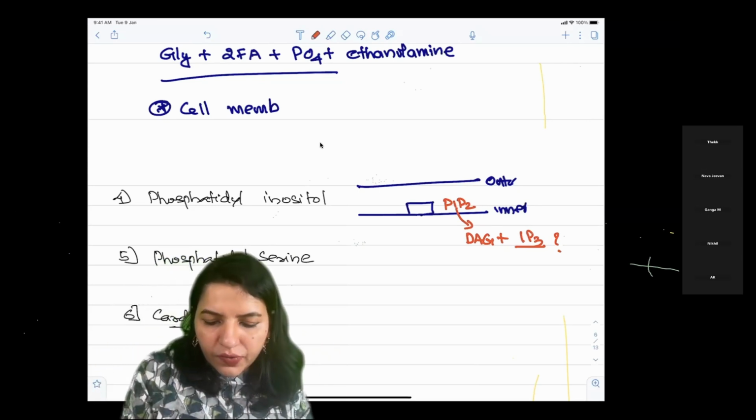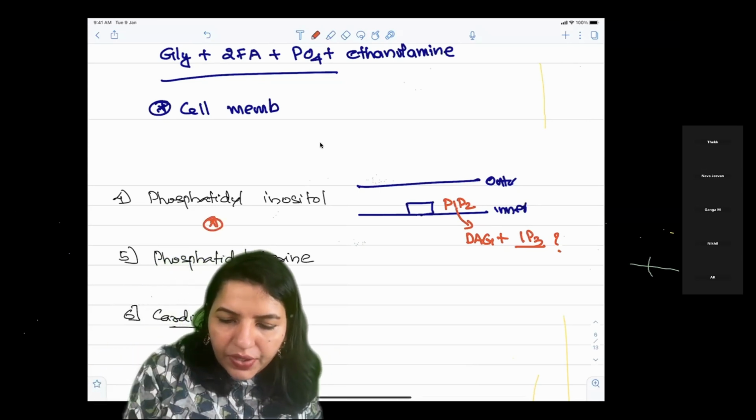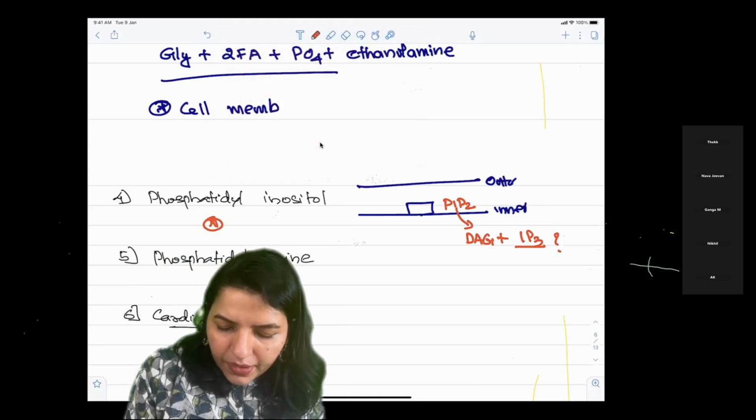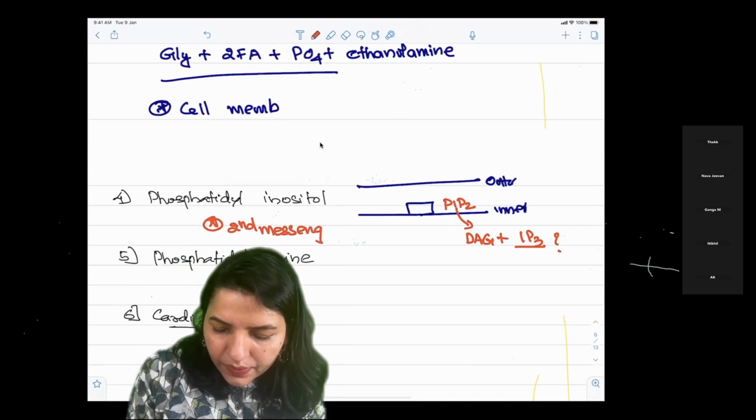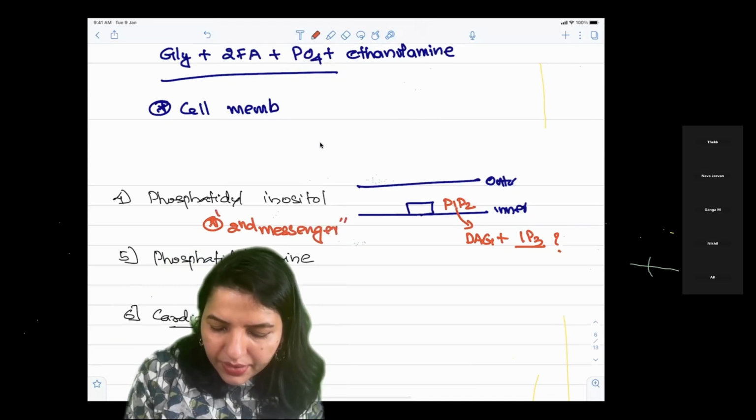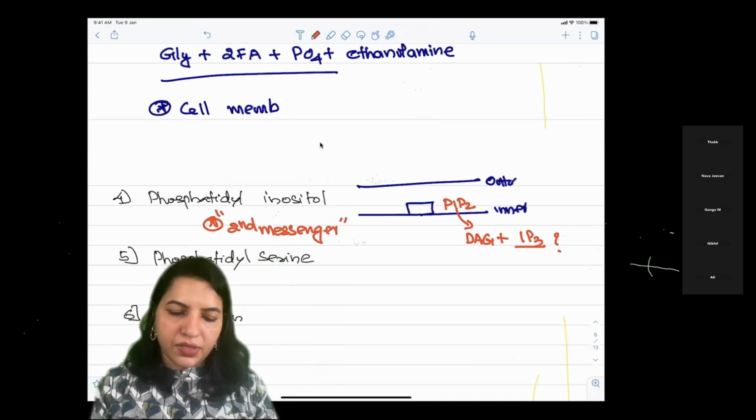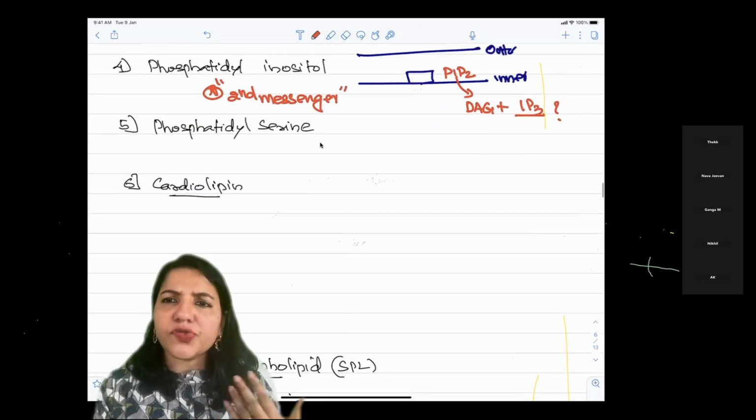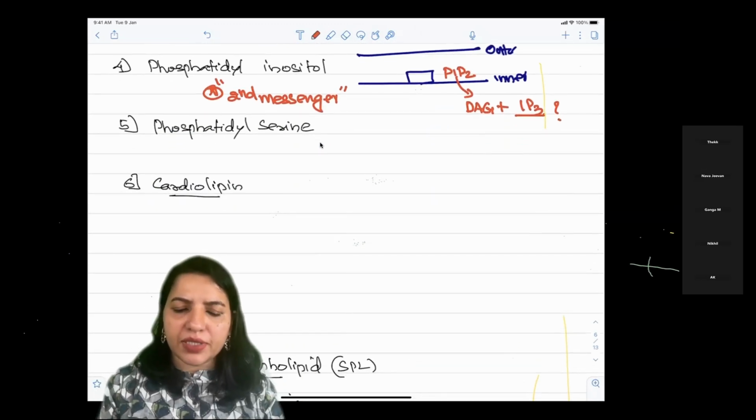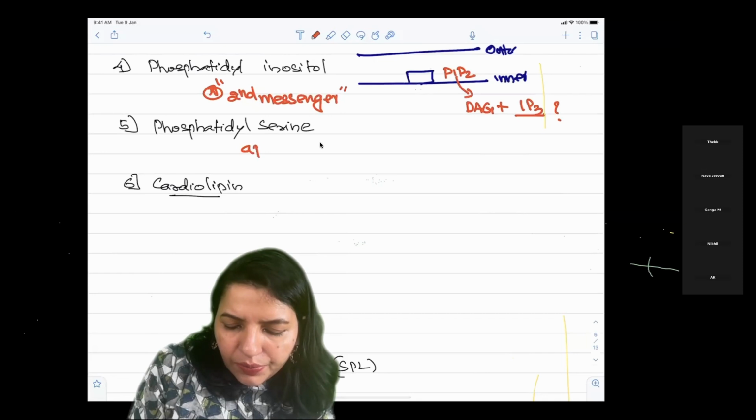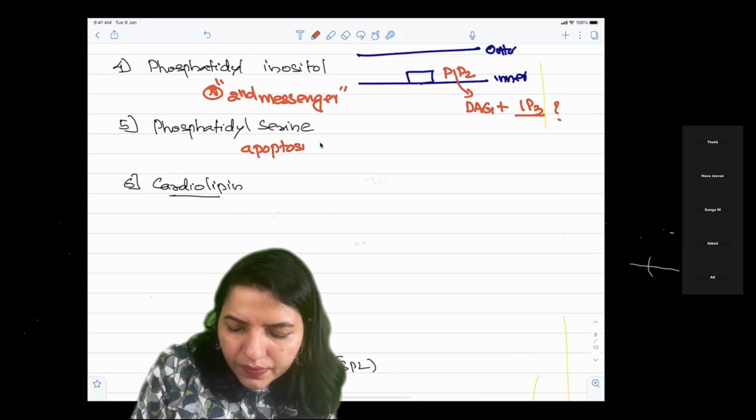So what is the importance of this? Where can we find this? It is a second messenger in hormonal pathways. That is what you have to learn. Phosphatidylserine means phosphatidic acid plus serine. That is usually important in apoptosis.